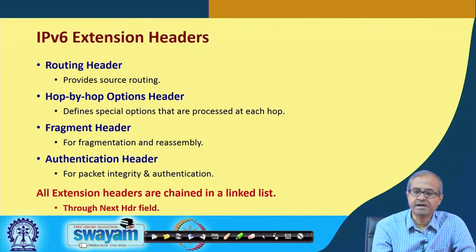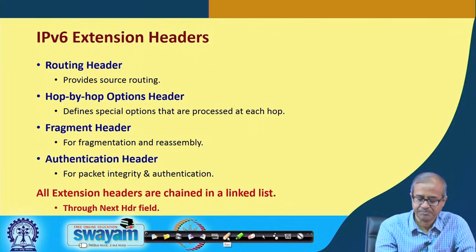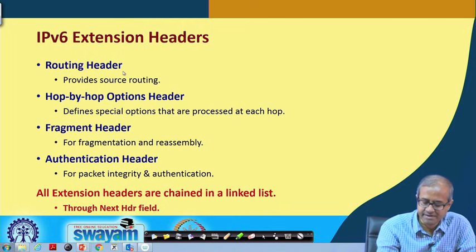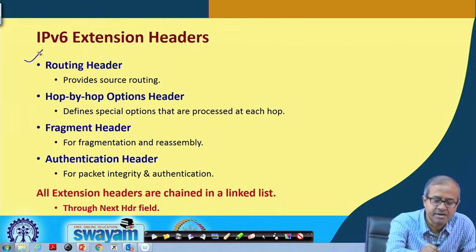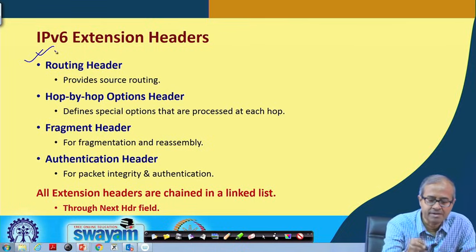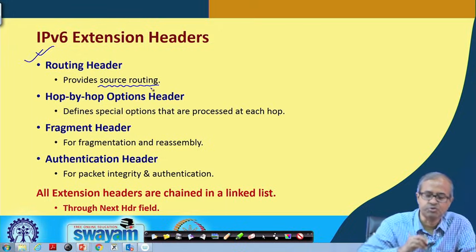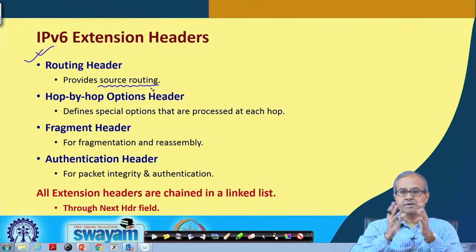Now, the important kinds of extension headers are summarized here. There can be a routing header, as you are seeing here. The routing header permits source routing. Now, I am repeating here what source routing actually means.